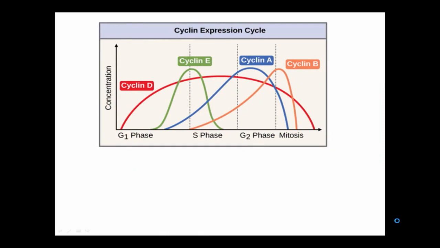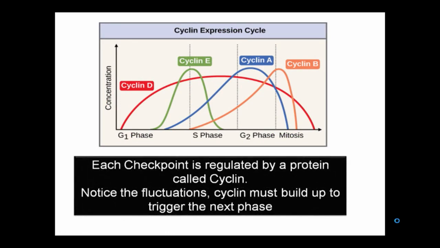So what controls these checkpoints? There is a protein known as cyclin. You don't need to know specific cyclins, but what you do need to know about cyclin is that it fluctuates with different phases, and it's what's triggering the next phase of the cell cycle. So when cyclin builds up, it's going to be in a high enough concentration that it's going to cause some action.